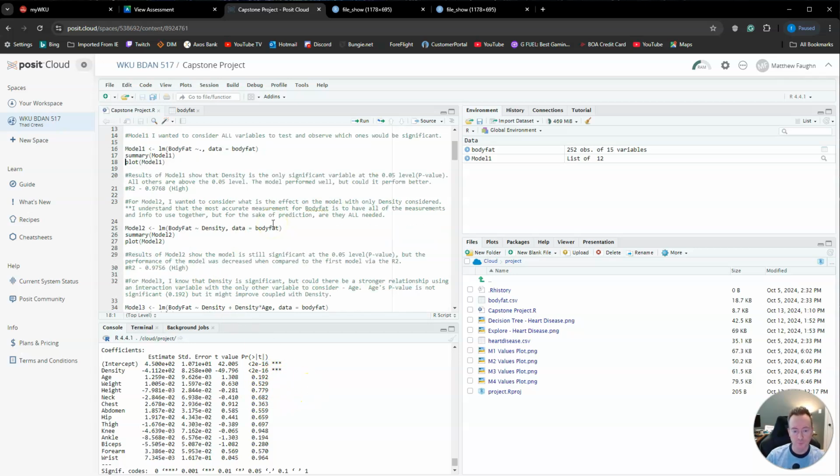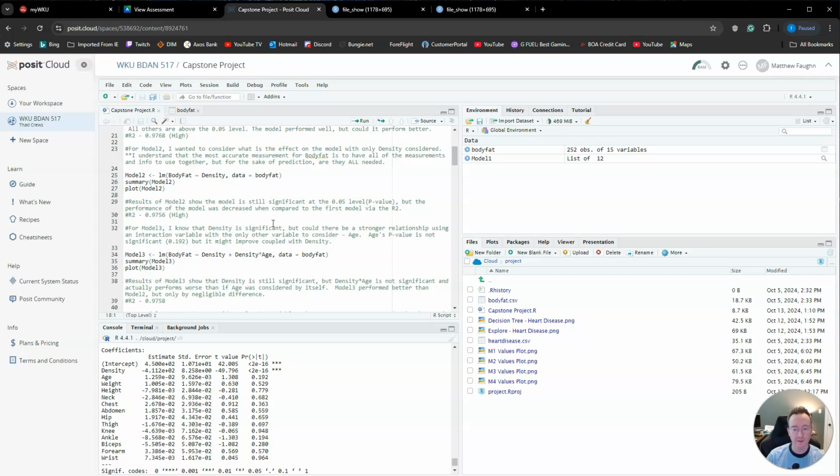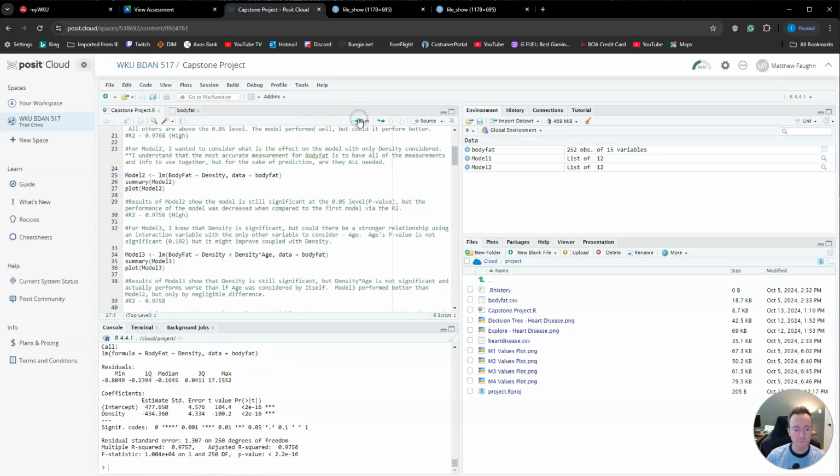So for model 2, I want to consider what is the effect of the model with just density considered. So running model 2, we can see that it remains significant at the 0.5 level, and just using density alone gives 0.9756 for the adjusted R-square, which is still extremely high. But it is a little bit less than using the full model and all the variables.